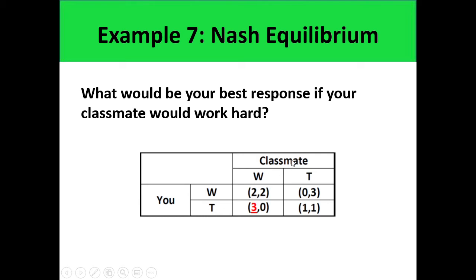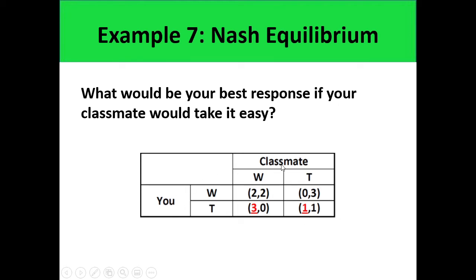Next, suppose that the column player already made the decision of taking it easy, then as the row player, we will get 0 or 1. Between these two, the better response is 1. So we will underline this one. So we are done analyzing the responses of the row player.